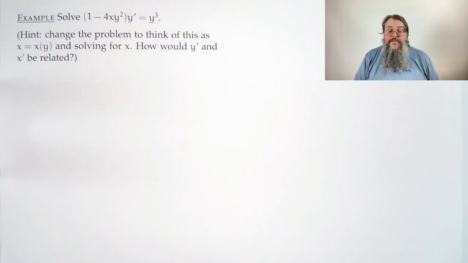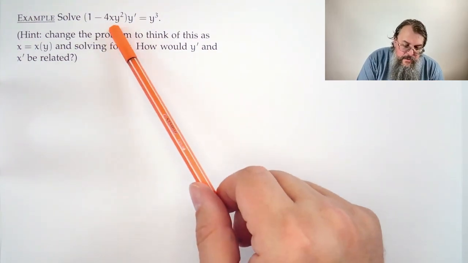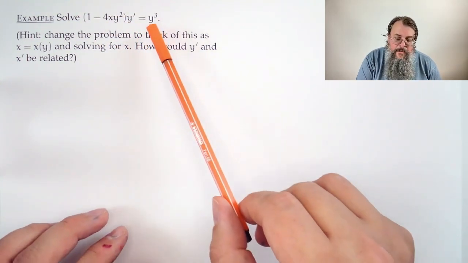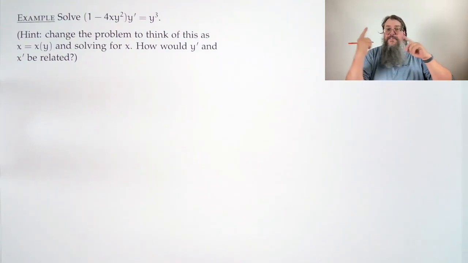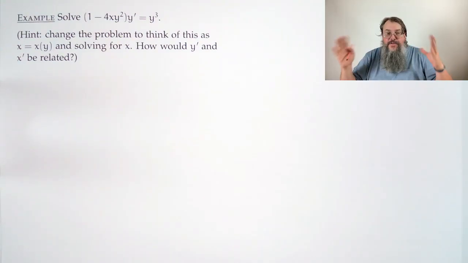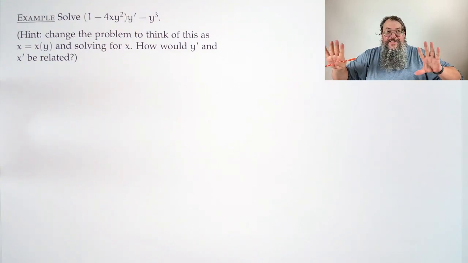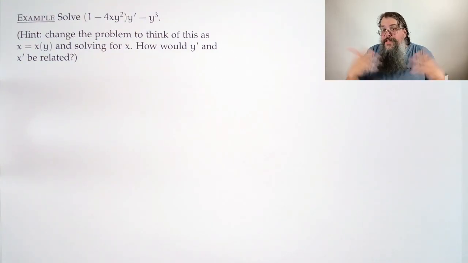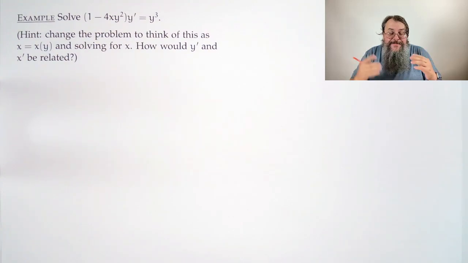Our next problem asks, solve (1 minus 4xy squared) times y prime equals y cubed. And you're like, Steve, this is in the wrong place. This is not a linear differential equation. Because look at it. You've got y squared multiplying y prime. You've got y cubed. You should only have a single y prime and a single y, and the two shouldn't be separated from each other. So this is in the wrong place.